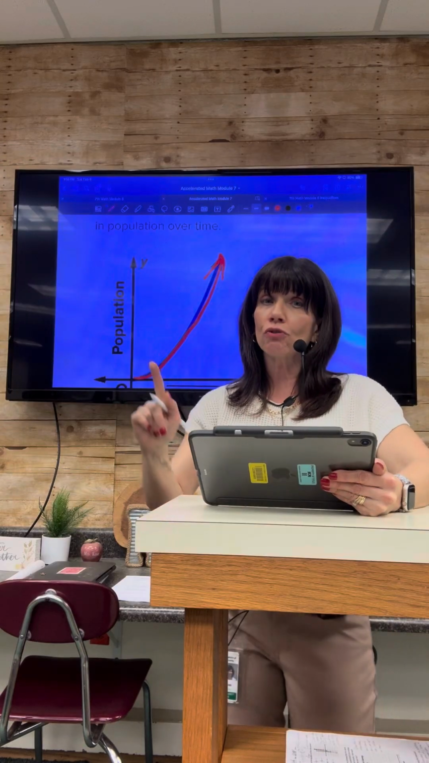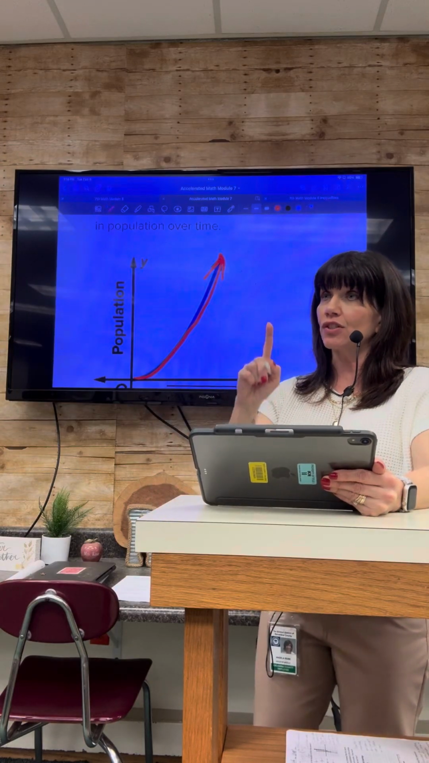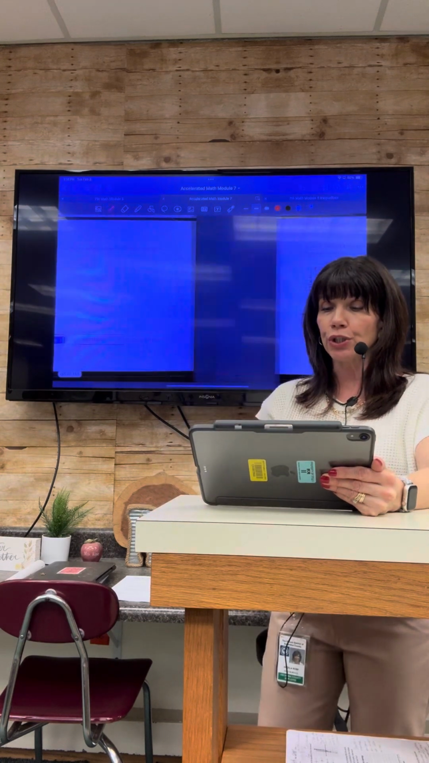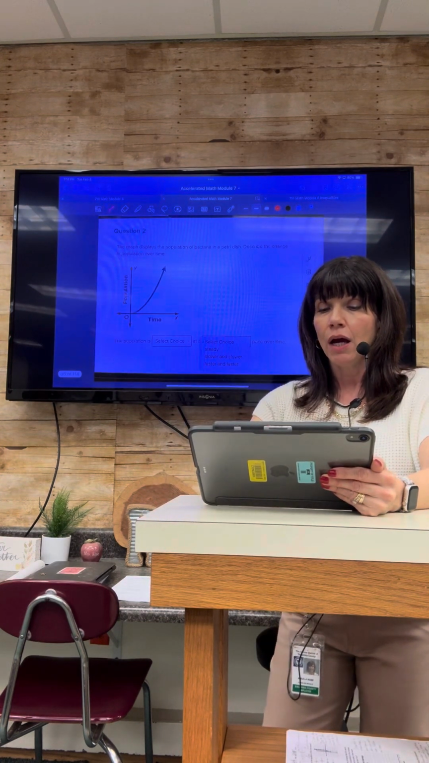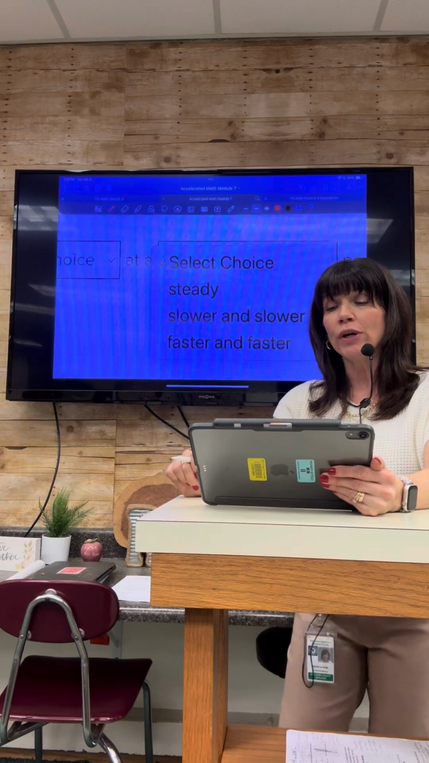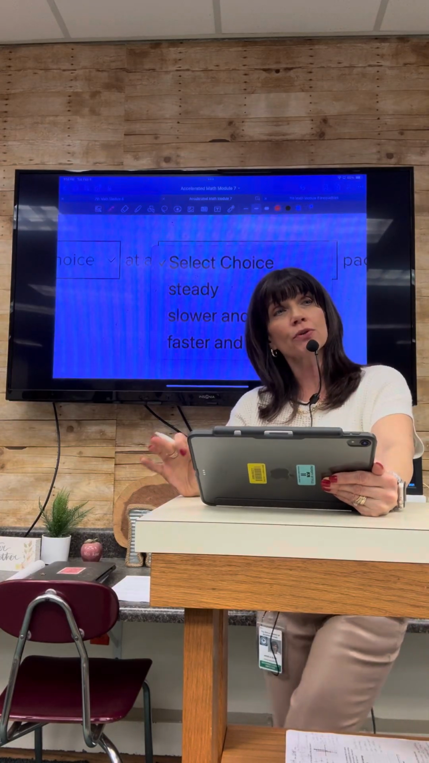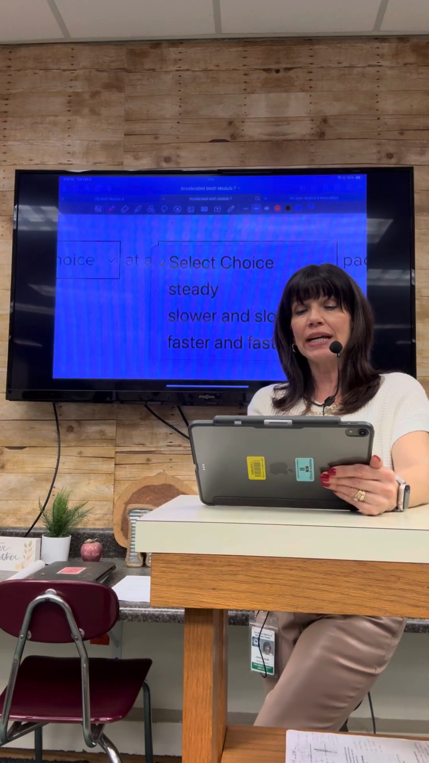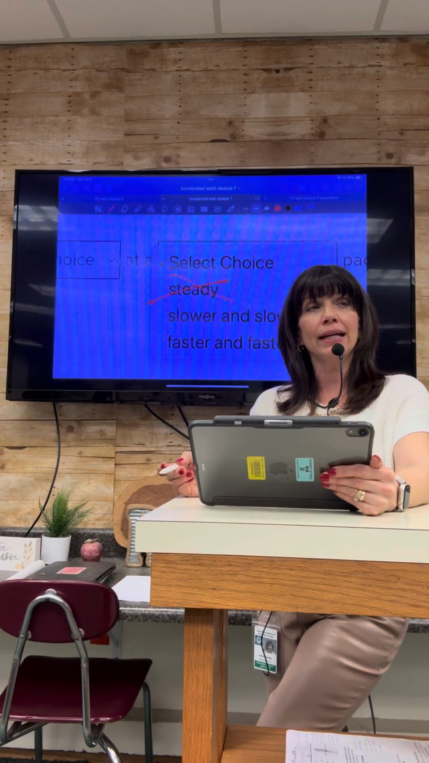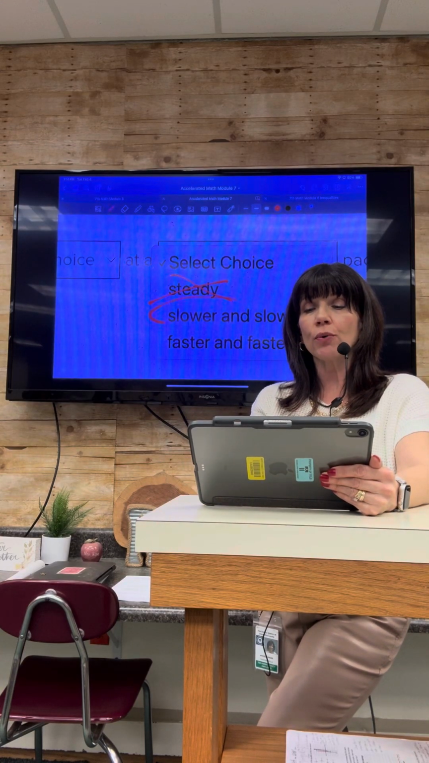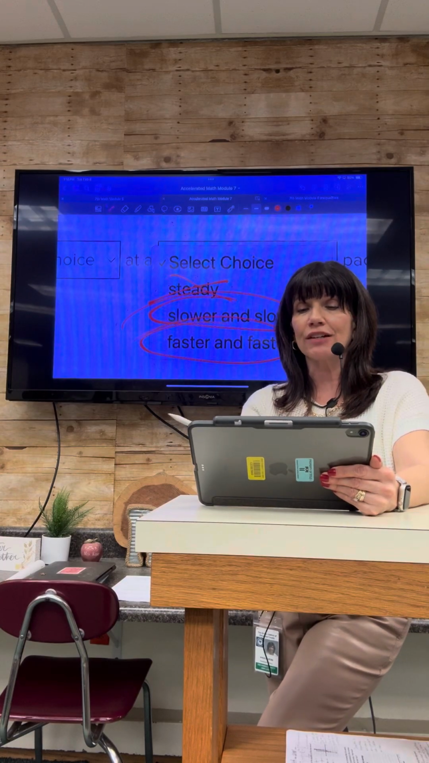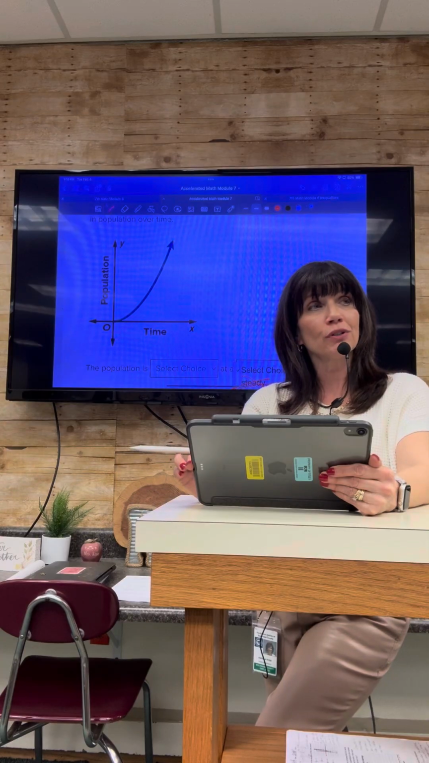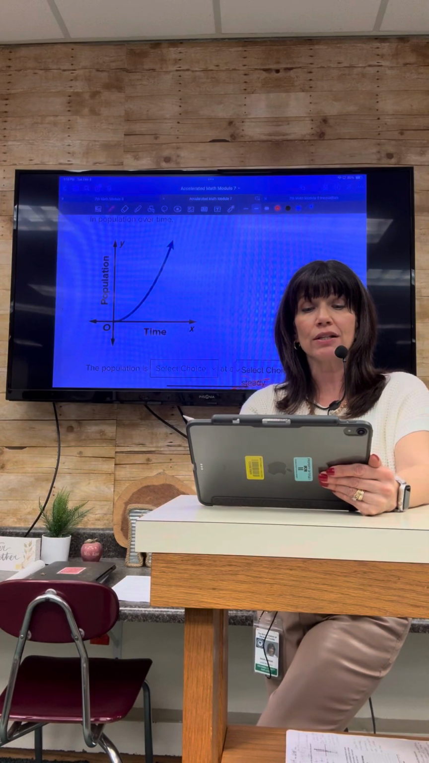Curved. If it is straight, it is a steady or a constant rate. If it is a curved line, then we would say varied. Which of these would be the closest meaning to vary? Slower. Okay, we can't pick steady. It was not steady. Were they going slower and slower, or were they going faster and faster? Faster and faster. Okay, I would go with faster and faster when I look at that increase on the graph.